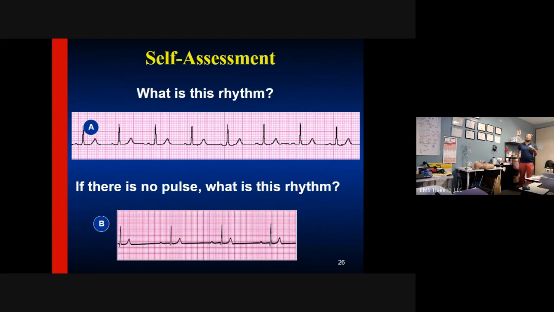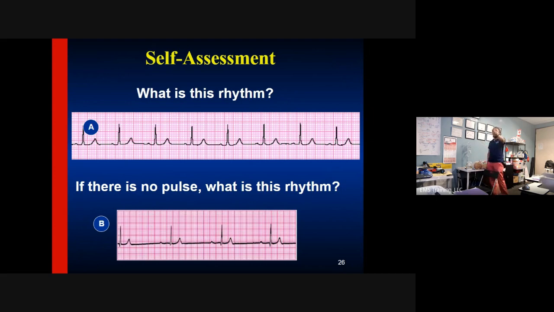All right, so what is this rhythm right here? And we can count it. Let's count it because this seems to be a 6-second strip. We go 1, 2, 3, 4, 5, 6, 7, 8. So we have 8 complexes times 10. This is 80 beats per minute. This is a normal sinus rhythm.